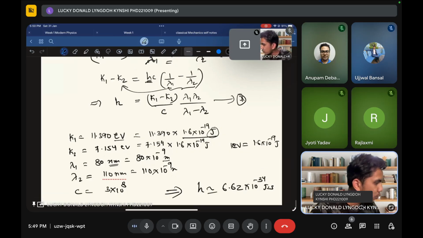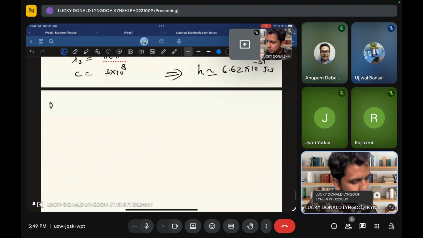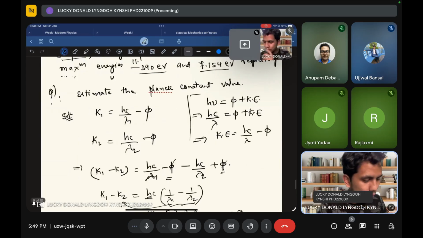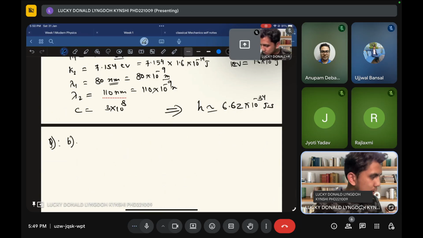Now the second question of the same problem. That means this is part A and this is part B. So part B is: calculate the work function.